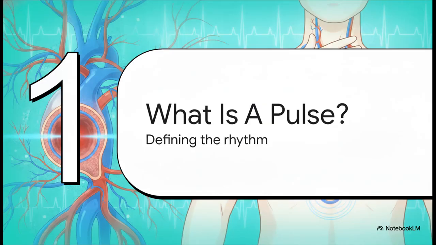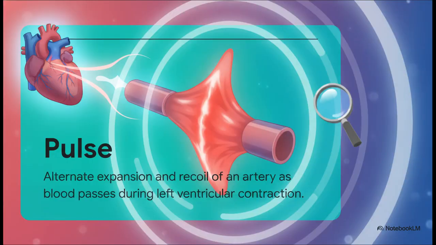All right, section 1, what is a pulse? Let's define the rhythm. Now, the absolutely crucial thing to understand here is that a pulse is not just some echo of your heartbeat. It's the literal physical expansion and recoil of an artery. Think of your artery like a super elastic garden hose. Every time the left ventricle of your heart powerfully contracts to pump that oxygen-rich blood out to the rest of your body, it sends a pressurized wave of blood surging right through that hose. So what you're actually feeling when you check a pulse, it's the artery walls stretching outward to fit that wave and then immediately snapping back. It's totally mechanical, it's dynamic, and it's driven directly by that left ventricular contraction.